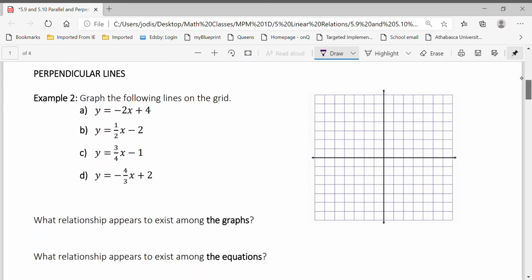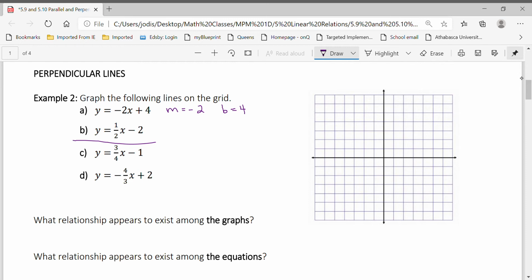Okay, so next we're going to take a look at some perpendicular lines. So same idea, we have some equations, we want to graph the lines. And this time we're going to take a look at two pairs of equations. So A and B we're going to do first. So the slope for A is -2 and the y-intercept is 4. So I'm going to graph that.